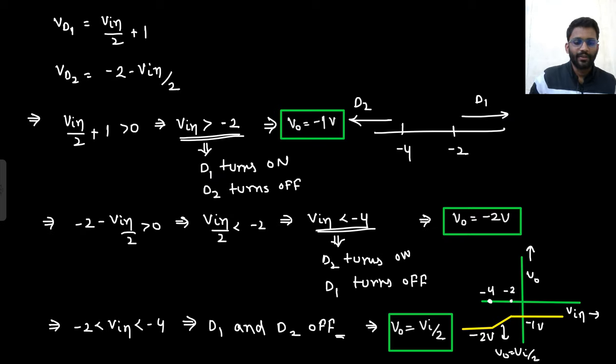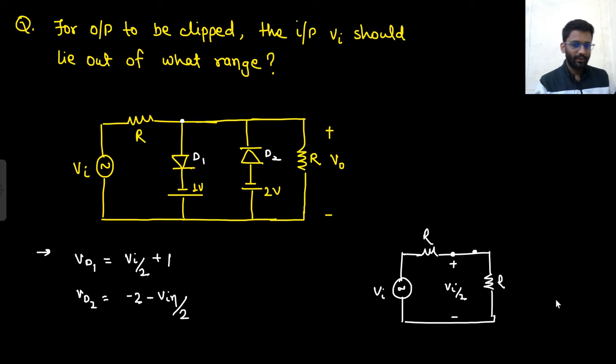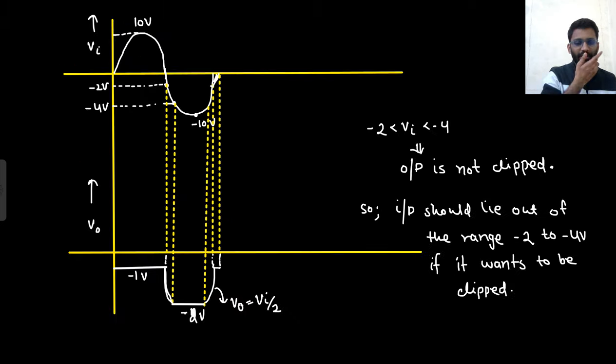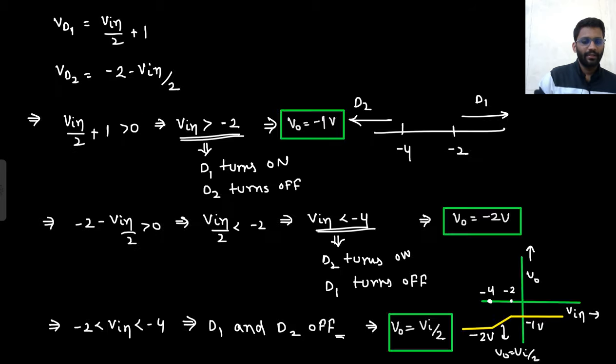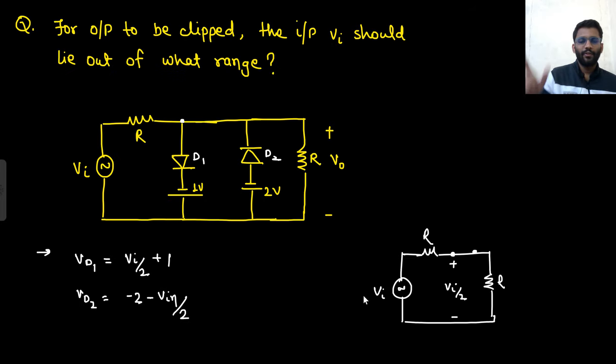I hope you have understood. So we checked the waveform that it is getting clipped for Vin greater than minus 2 and for Vin less than minus 4. It is getting clipped to minus 2 for less than minus 4, and to minus 1 for greater than minus 2. In between, V0 is equal to half of the input voltage, right? So input should lie out of the range from minus 2 to minus 4 if it wants to be clipped. Exactly the same kind of question was asked in the GATE. Not the same data, but the same kind of question.